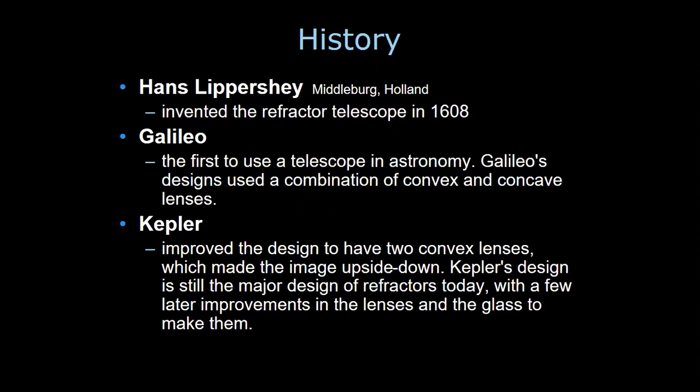Then Kepler is the third person, who improved the design to have two convex lenses, which made the image upside down. Kepler's design is still the major design of refractors today. There have been a few improvements in the lenses and the glass we use to make them, and we also combine these with chips to record the spectra and data. So we have a lot of improvements on the design that Kepler improved.